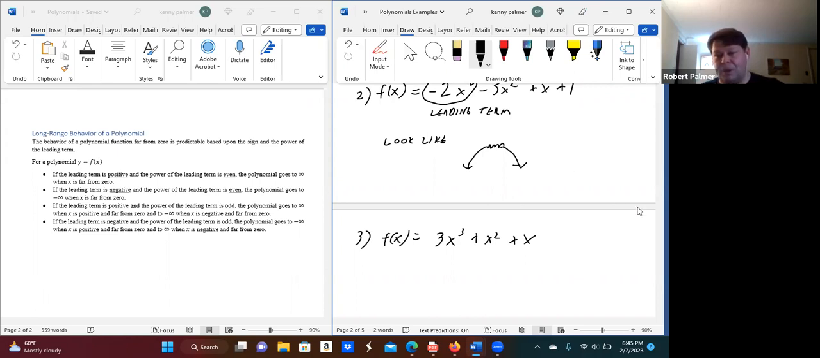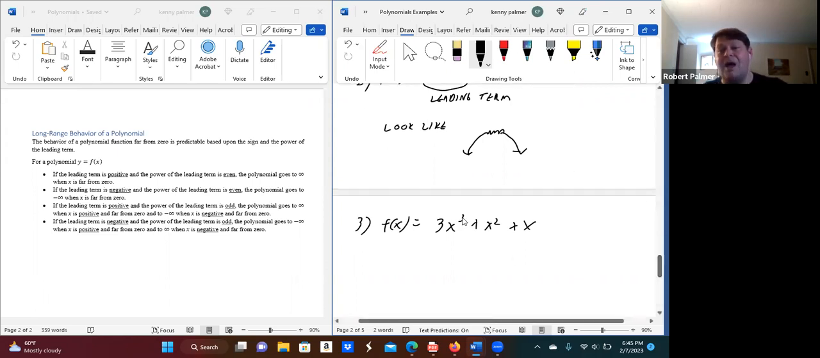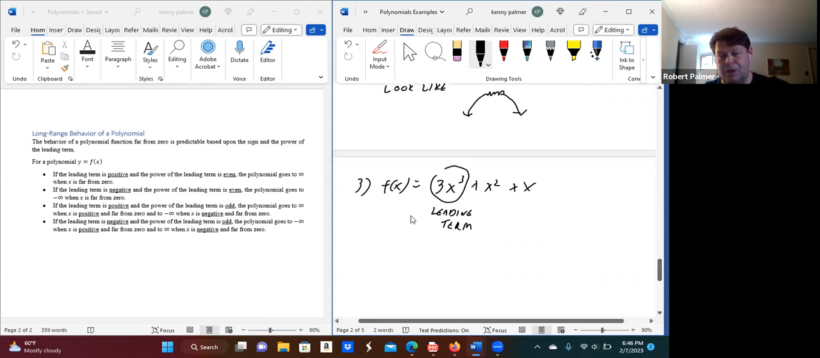All right, so let's go back into our guidelines. So this is an odd power. Let's go look at our leading term, and that will tell us what happens far from 0. So 3x cubed plus x squared plus x. This says if the leading term is positive, which it is, and the power of the leading term is odd, which it is, it's cubed, the polynomial goes to positive infinity when x is positive and to negative infinity when x is negative. Okay, so it looked like this.